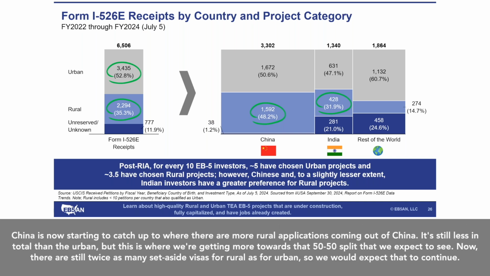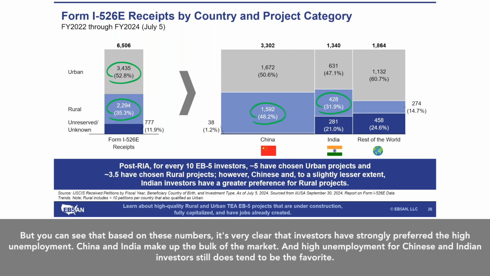China is now starting to catch up to where there are more rural applications coming out of China. It's still less in total than the urban, but this is where we're getting more towards that 50-50 split that we expect to see. Now, there are still twice as many set-aside visas for rural as for urban, so we would expect that to continue, but you can see that based on these numbers, it's very clear that investors have strongly preferred the high unemployment. China and India make up the bulk of the market, and high unemployment for Chinese and Indian investors still does tend to be the favorite.